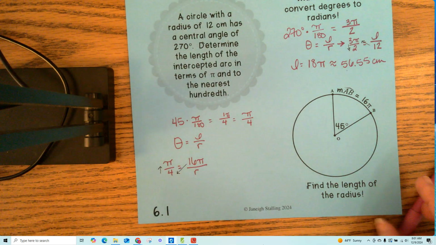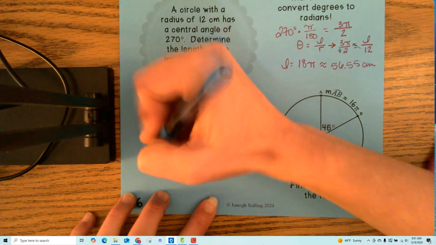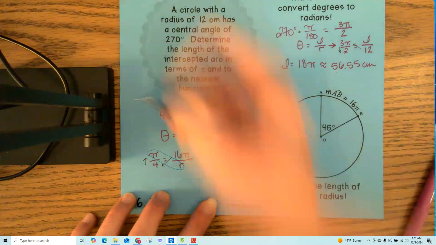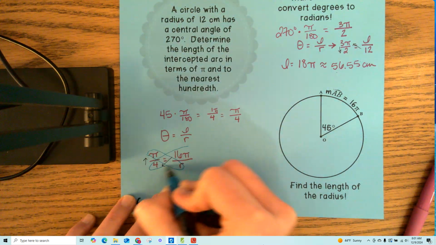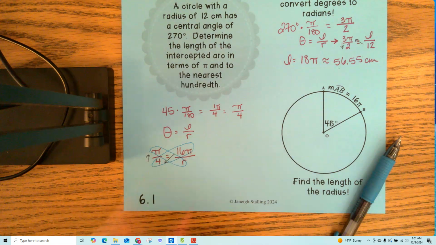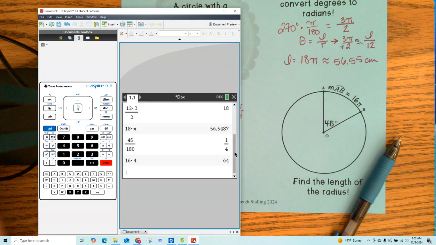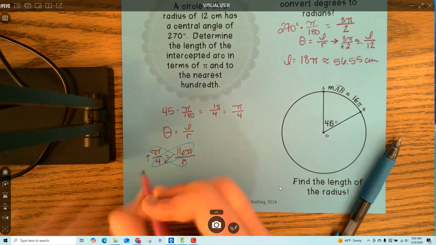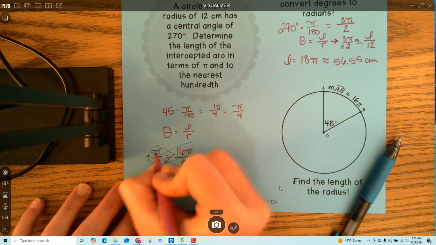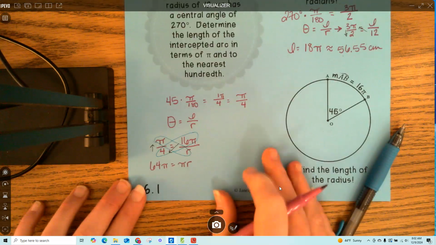The easier thing to do here would be the butterfly method. This is the other way that you can solve these. So 16 pi times 4, I can just do 16 times 4, and I get 64. So this would be 64. Don't forget about the pi. Pi times r is just pi r.